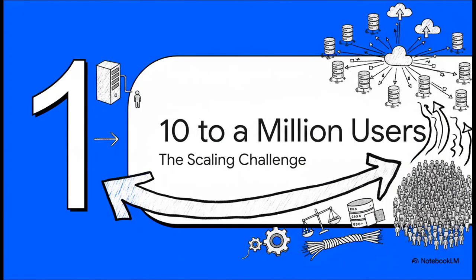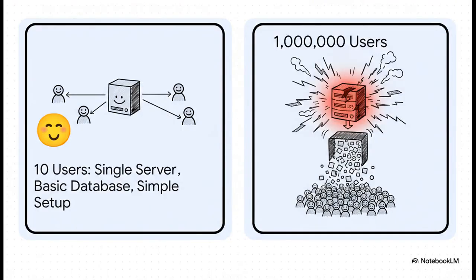All right, to really get a feel for the problem we're trying to solve here, let's look at the two extremes, the starting line and the finish line. Okay, so when you've got like 10 users, life is easy. Everything can just hum along on a single server with a super basic setup. No problem. But a million users? Whoa, that is a completely different beast.